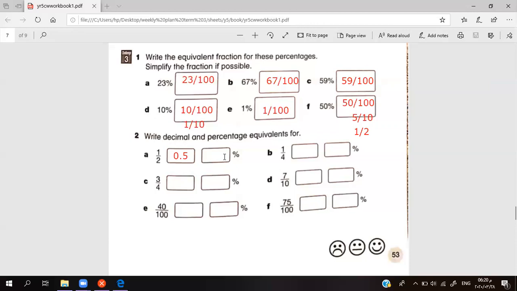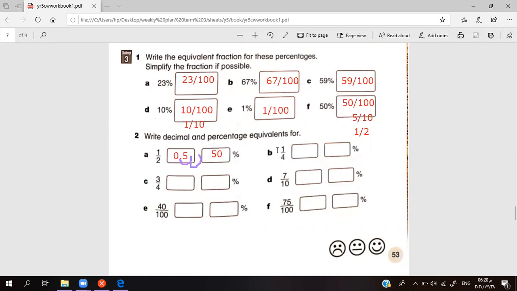To make this decimal a percentage, I multiply it by 100. So my decimal is going to move how many places? 2 places, 1, 2. So it's going to be 50%.